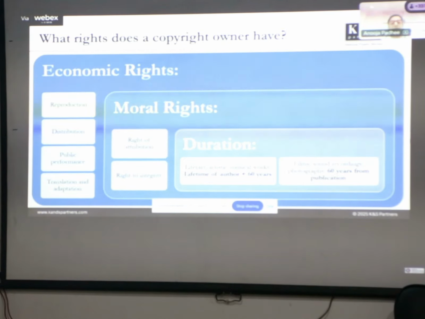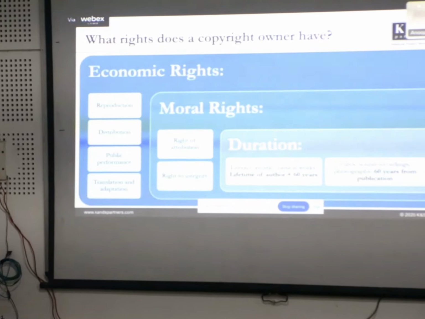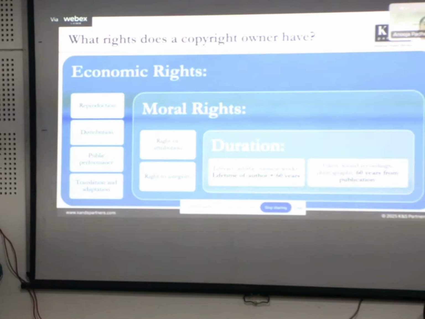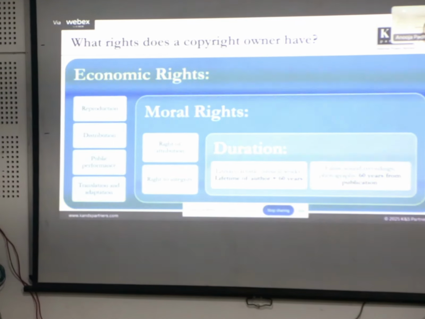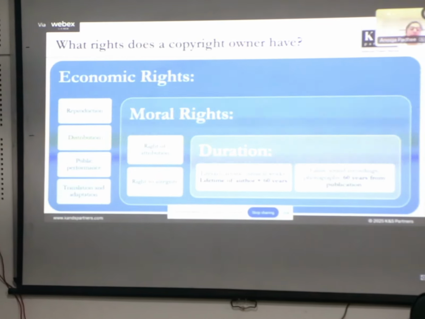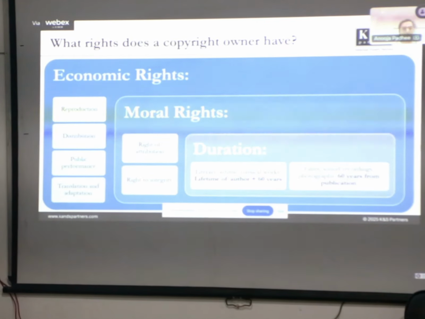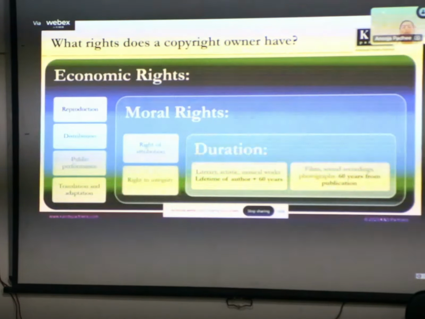Then for films, sound recordings and photographs, it's 60 years from the date of publication. Now for example, if a movie released on say 1st January 2000, then the copyright in it will vest till 1st January 2060.